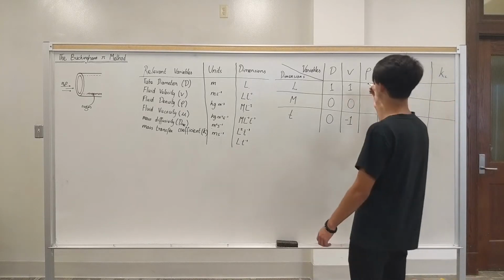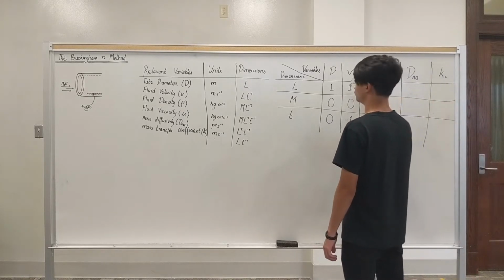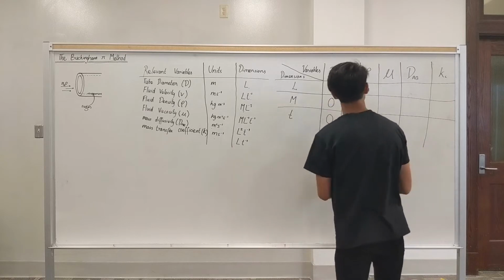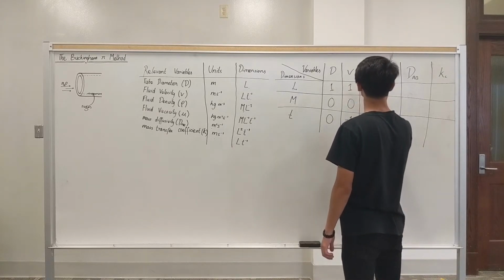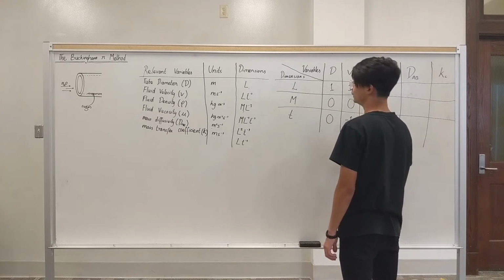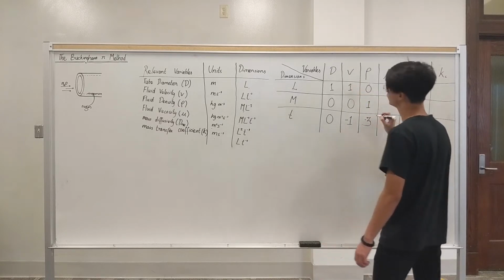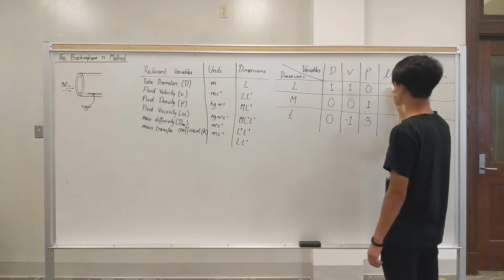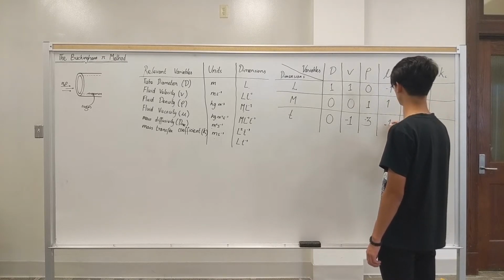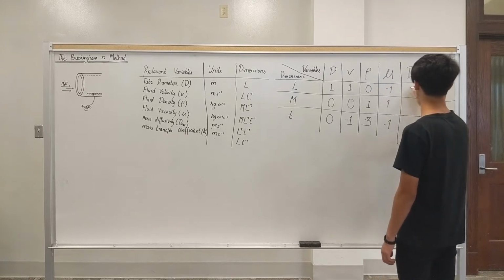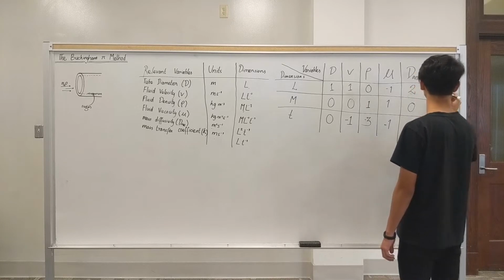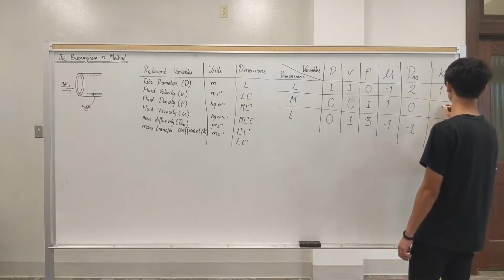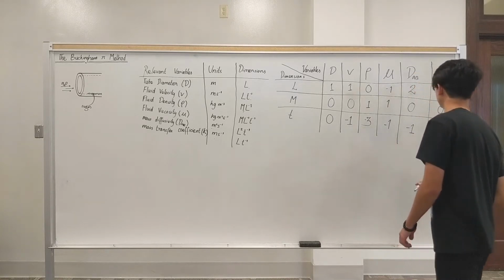So let's go ahead and do that. So density is 0, 1, and a -3. This is going to be -1, 1, -1. Then we have 2 here, 0, -1, 1, 0, -1.